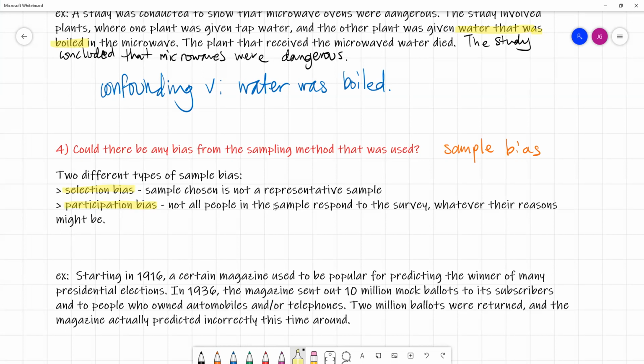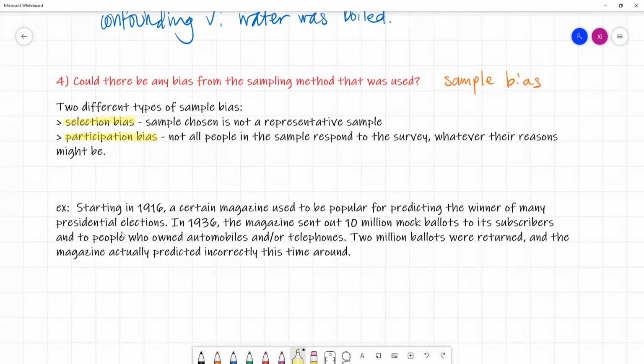So here, let's look at this last example. Starting in 1916, a certain magazine used to be popular for predicting the winner of many presidential elections. In 1936, the magazine sent out 10 million mock ballots to its subscribers and to people who owned automobiles and/or telephones. And then 2 million ballots were returned, and the magazine actually predicted incorrectly this time around. Okay. So let's dissect this a little bit, and there's actually one example of each of these biases in this scenario.